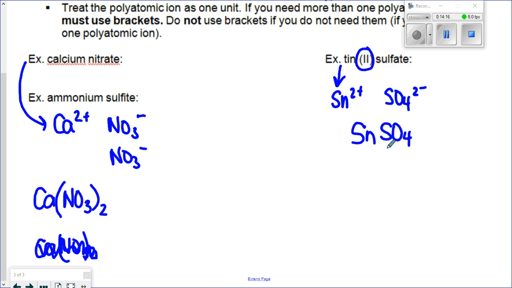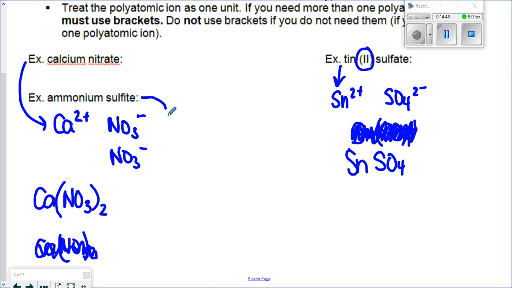I'm not going to be as picky as it's saying here. If you put brackets around sulfate like this, it's not going to be the end of the world to me. In theory, it should just be SnSO4 instead of having brackets, but if you put them in just out of habit, it's not the end of the world. But missing brackets is absolutely a problem. So this is tin(II) sulfate, again balanced out.